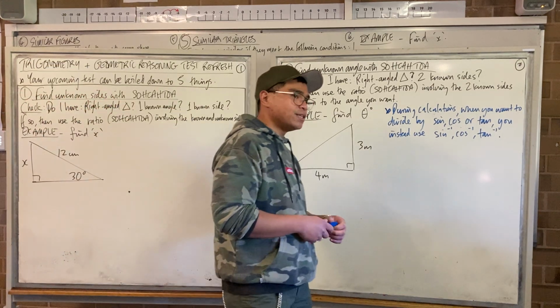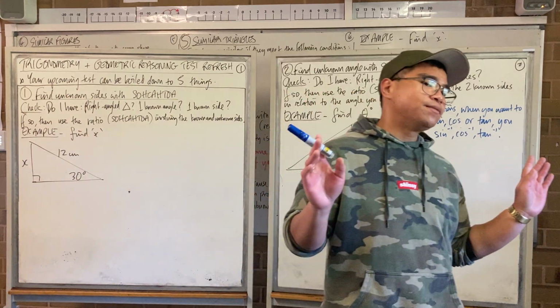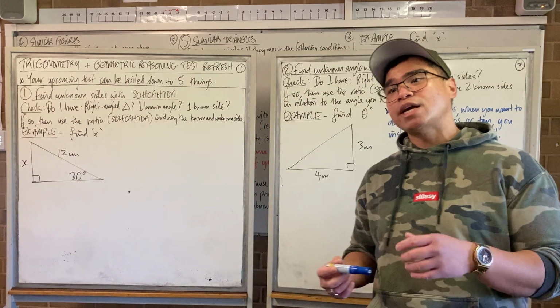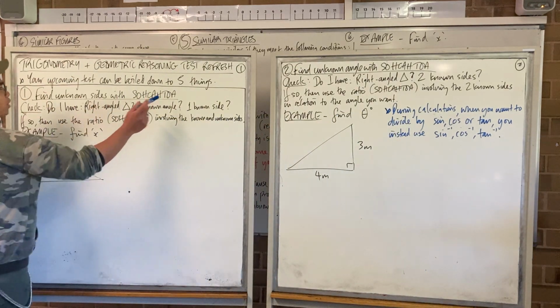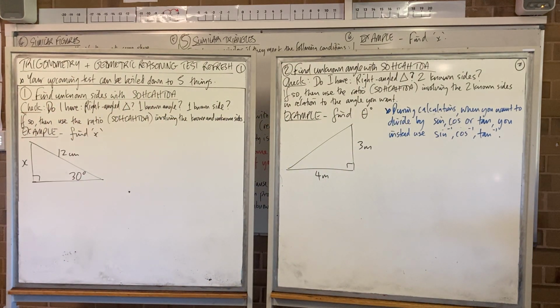Normally, year 10s only get that hard maths. It hasn't even started yet. It only happens towards the end of term 2. So your upcoming test can be boiled down to 5 separate things. There could be 5 sections on your cheat sheet.